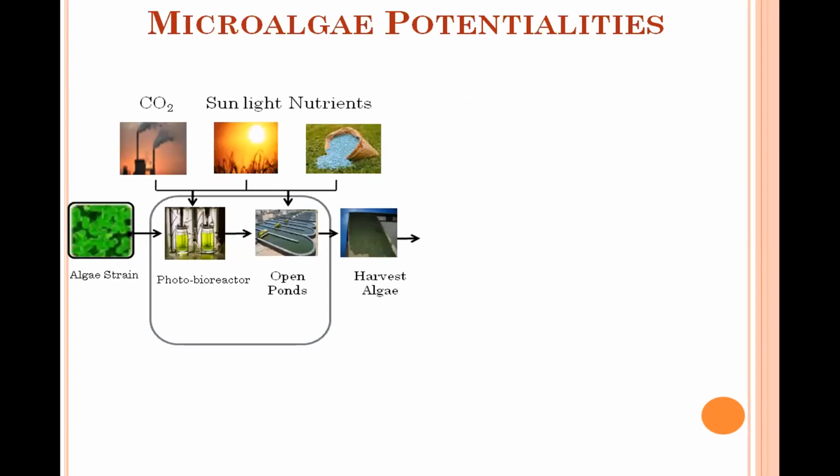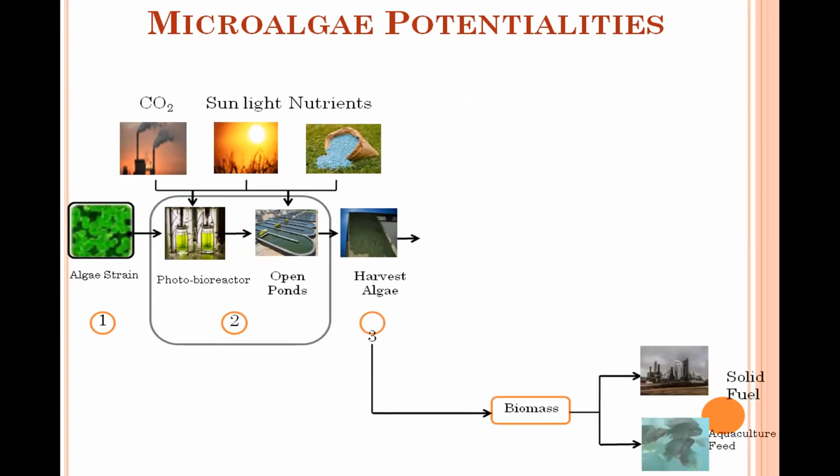This slide represents the potential of microalgae. Microalgae are cultivated in two engineering systems: the closed photobioreactor, which is the closed system, and the open ponds, the open system. They need carbon dioxide, sunlight, and nutrients for the photosynthesis process. After that, the harvested algae is collected after a hydraulic retention time. The biomass from the harvested algae could be used in aquaculture feed and as a solid fuel.